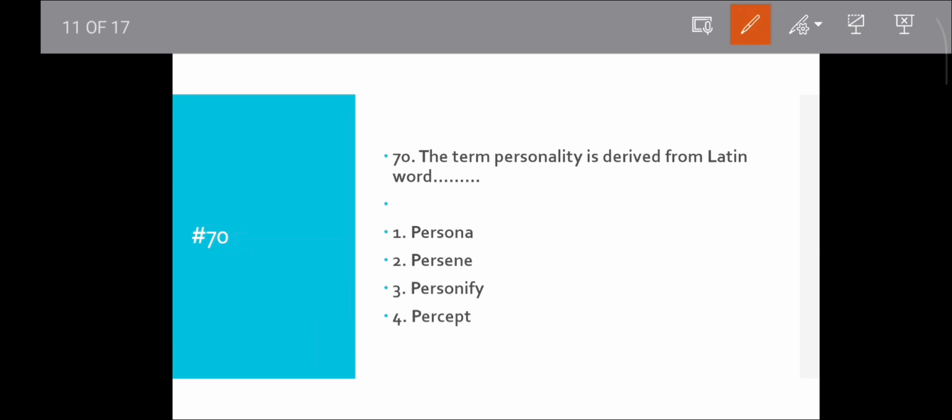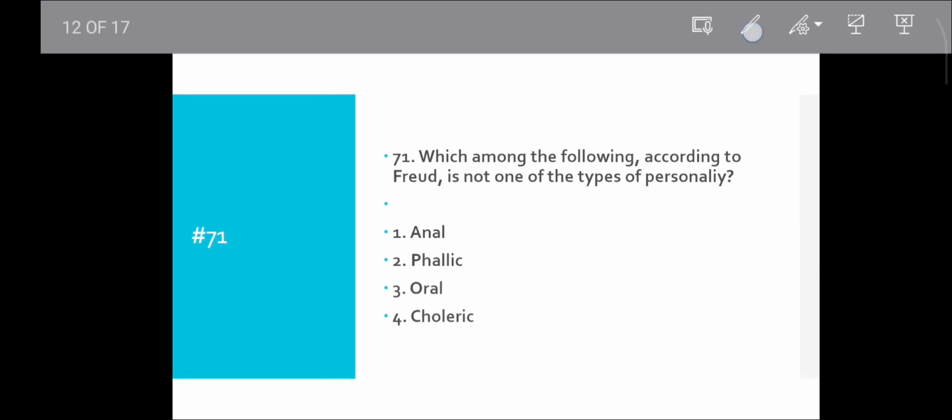Question number 70. The term personality is derived from which Latin word? Everyone knows it. Persona, persone, personify, perceived. Which one will be the correct answer? As you know, that is persona. Persona means mask, used by actors in ancient drama. Who used this term? Carl Jung. Jung used this term in his self-image book. Then move to the next question.